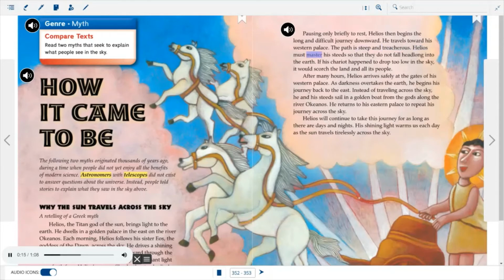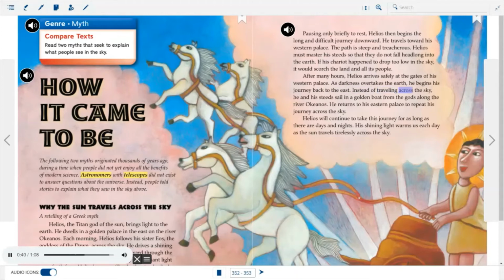Helios must master his steeds so that they do not fall headlong into the earth. If his chariot happened to drop too low in the sky, it would scorch the land and all its people. After many hours, Helios arrives safely at the gates of his western palace. As darkness overtakes the earth, he begins his journey back to the east.